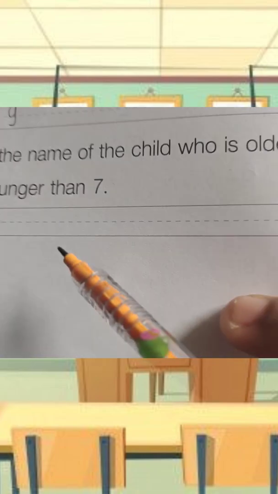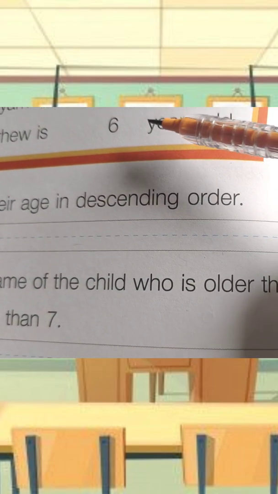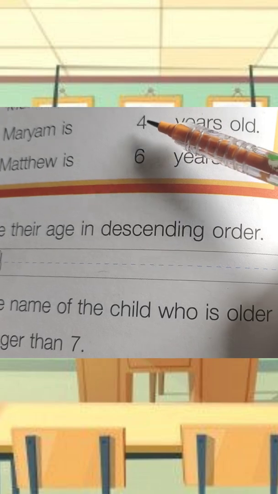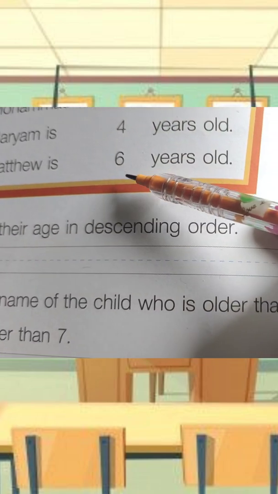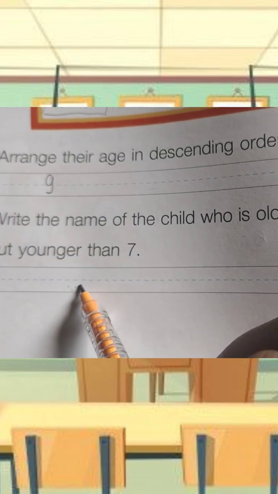Write the name of the child who is older than 4 years but younger than 7 years. So what child? Is Matthew, right? Matthew is 6. 6 is bigger than 4 but smaller than 7. So the name, you have to write the name. What name? Matthew. You have to write down Matthew here, okay?